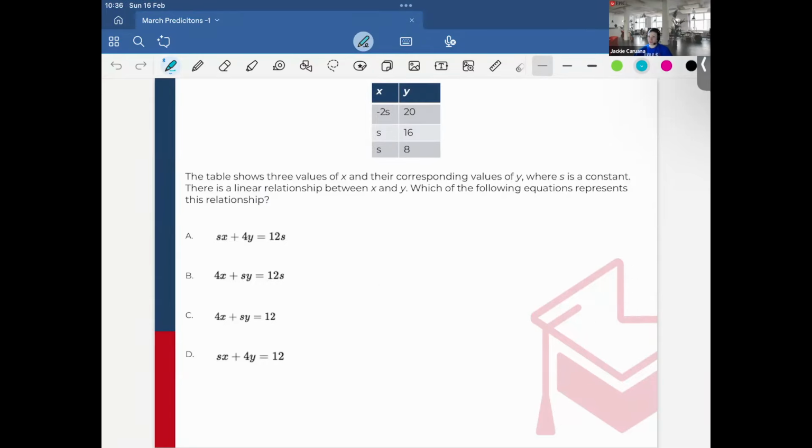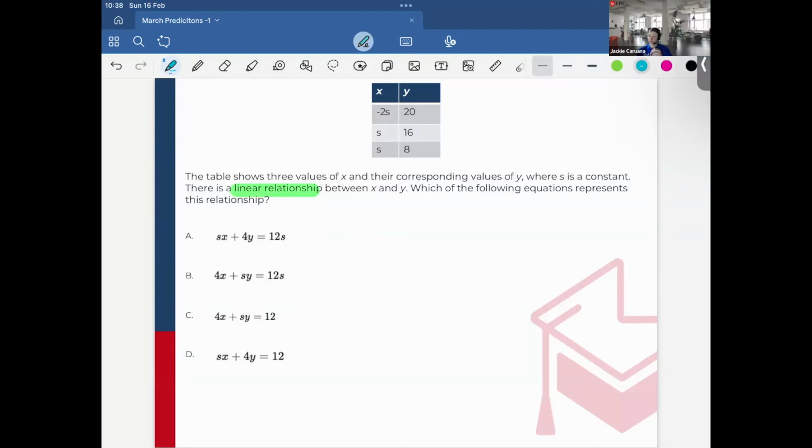Okay, so this one is another function that you should know for the SAT. Here, the table shows three values of x and their corresponding values of y, where s is constant. There is a linear relationship between x and y. Which of the following equations represents this relationship? Okay, so for this one, since I am looking for the relationship between x and y, our goal is to determine which equation of A, B, C, and D correctly models this relationship.